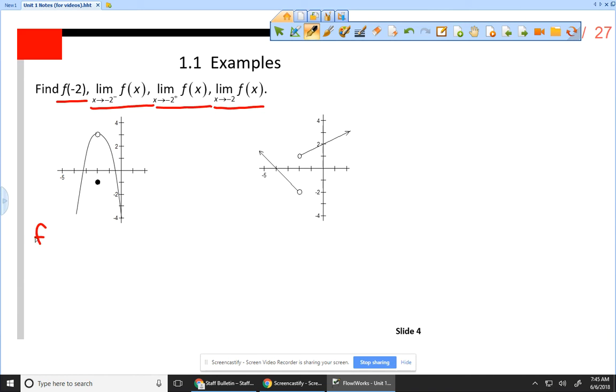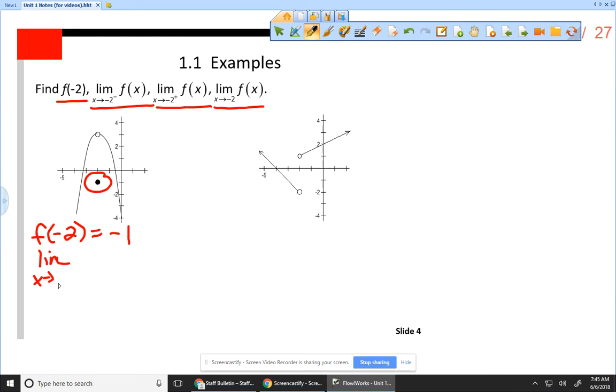All right, so first of all, f of negative 2. Just a reminder, this has nothing to do with the limit question. So f of negative 2 means what is the y value on the graph of f when x is negative 2. So if we look, that is the y value right there. So that is negative 1. f of negative 2 is negative 1. Now we can move on to the limit question.